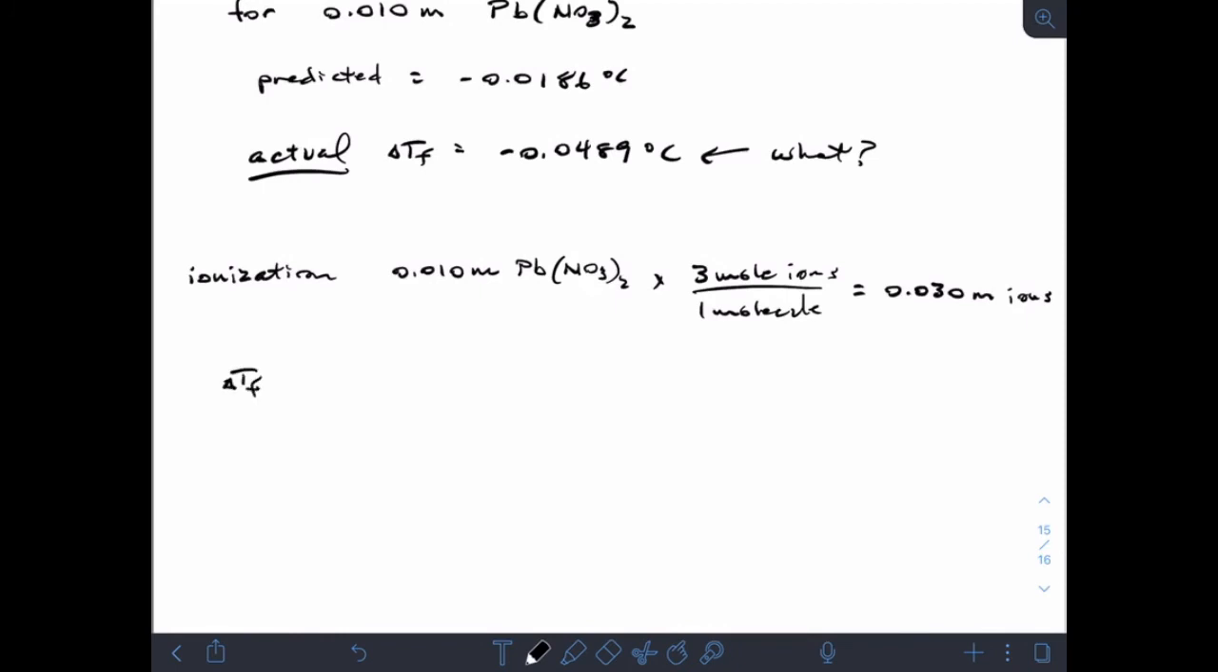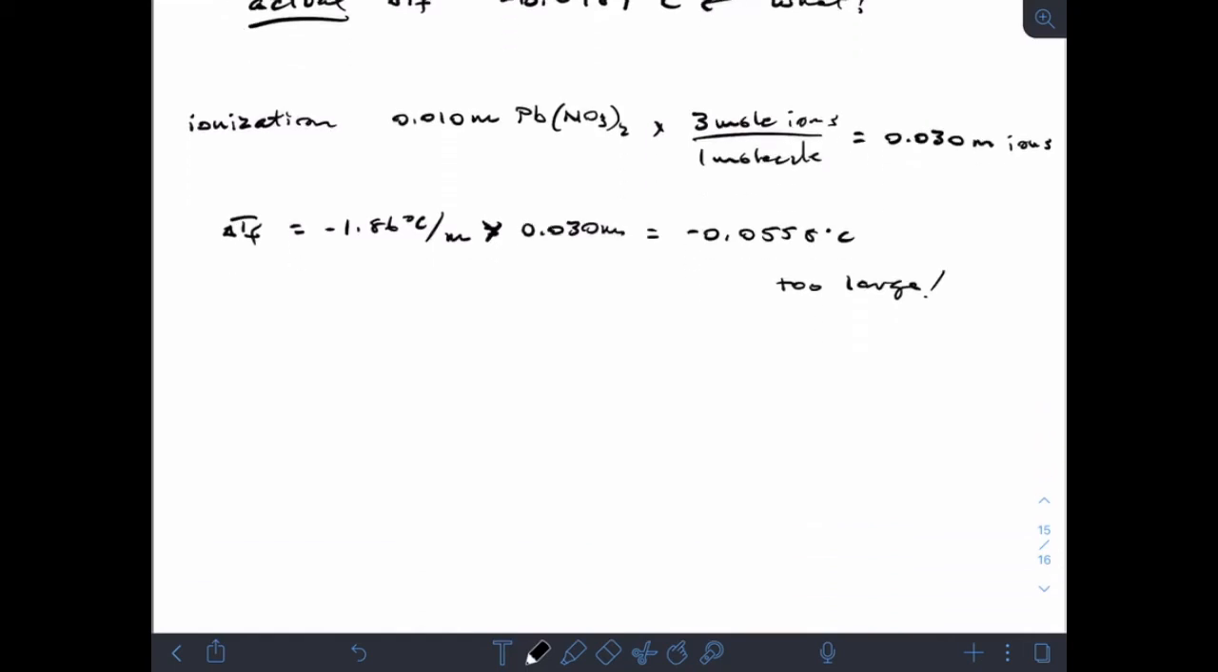Right, so if we plug that in and solve, we get an answer of negative 0.0558 degrees C. That's too much. Okay, so just making the assumption that this thing breaks apart perfectly into all of its ions also doesn't account for the experimental evidence. So what we have is a new concept called the van 't Hoff factor.